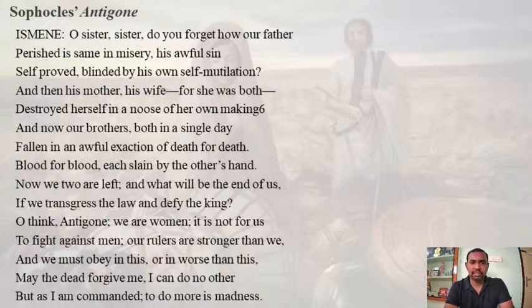So we understand that Ismene is a bit afraid. She is not like Antigone, who is determined to go against the king, to disobey him, and give an honorable burial to Polynices.